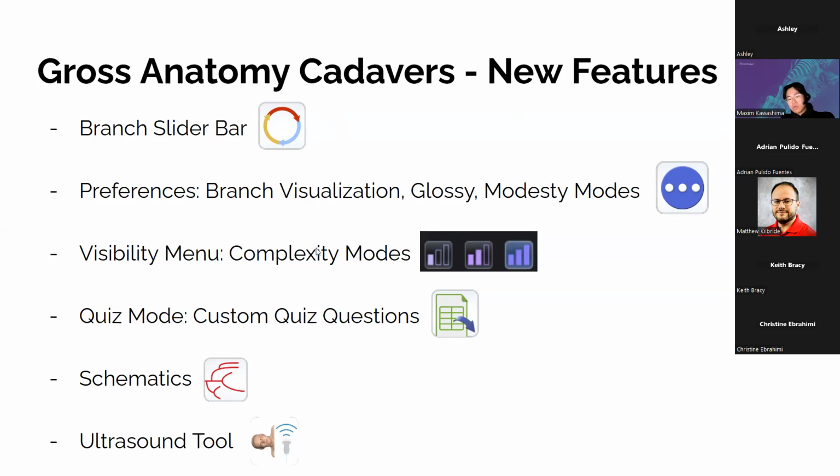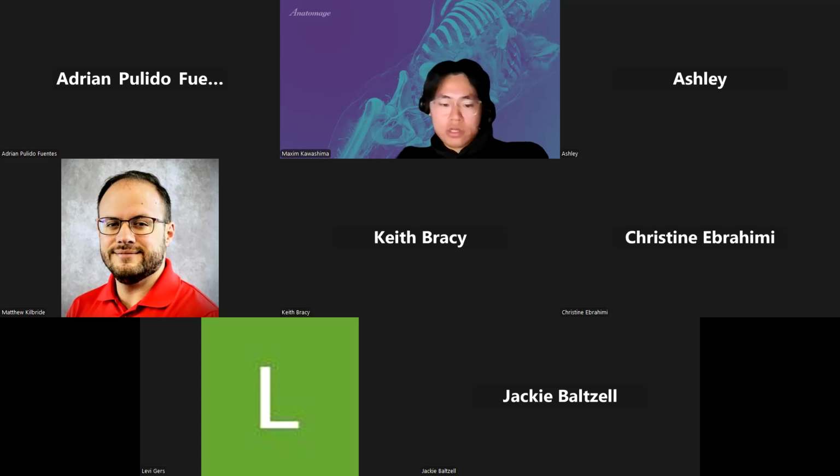In our visibility menu, you'll see now there is something that we call the complexity modes at the bottom. Basically, varying complexity. For the quiz mode, we added a new ability. Normally, you just ask about the structure, you tap on the structure of interest, and so forth. But now we have the ability to add long form questions, so you can type your own physiological questions behind a certain structure. Another feature that we've also added is the schematics and ultrasound tool that can be found in our layout tool, which I will get to shortly. And with that, I'll open up my table application and I'll share that.